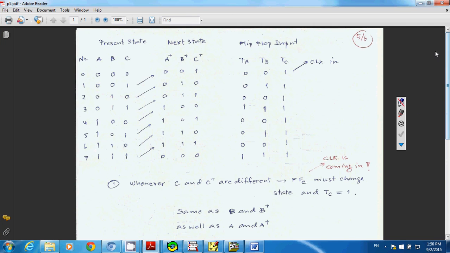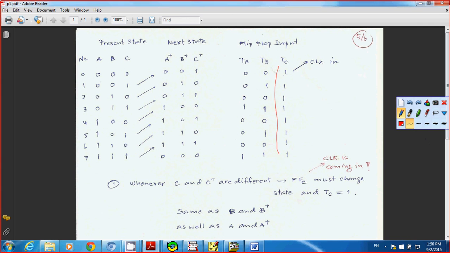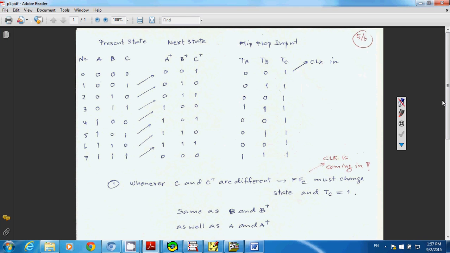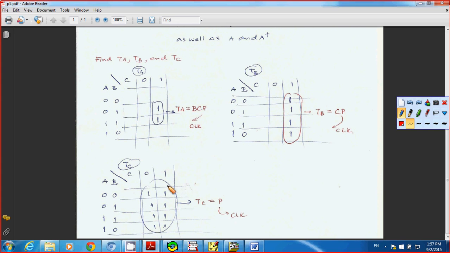Now our TC, as you can see, TC has the logic 1 only, so it's easy to do the Karnaugh map here. That's why you have nothing to do with A, B, and C. Simply you just put the clock here. So this is your input TC here in terms of the input A, B, and C.